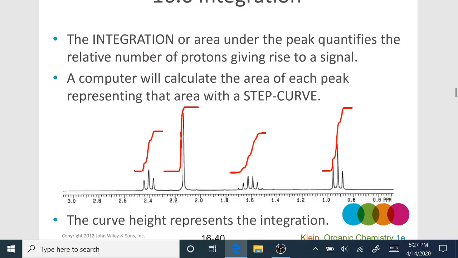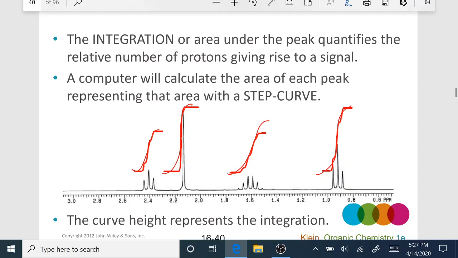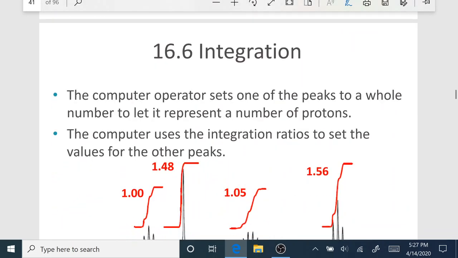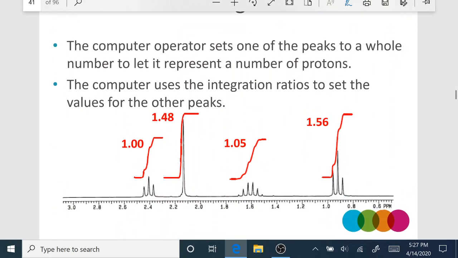So the older computers used to give us a big plotter, and they actually gave us what's called these step curves, and we would actually have to measure them with a ruler to determine how many hydrogens were associated with each signal. But the newer computers will actually give you a number under the curve, and that is a ratio of how many hydrogens are in your signals. Okay, and so with that signal, you can see that we have about a 1 to 1 to 1.5 to 1.5 ratio, and these are ratios now to our signal.